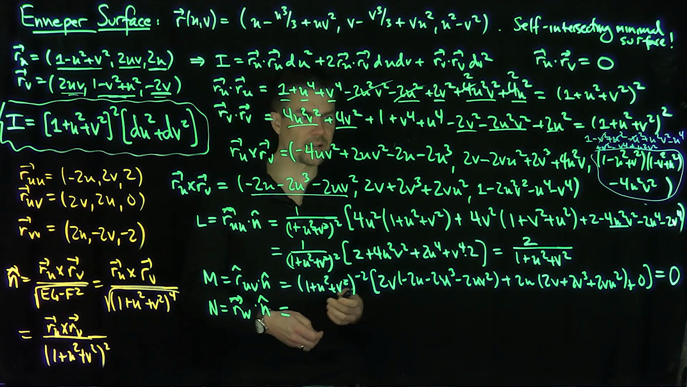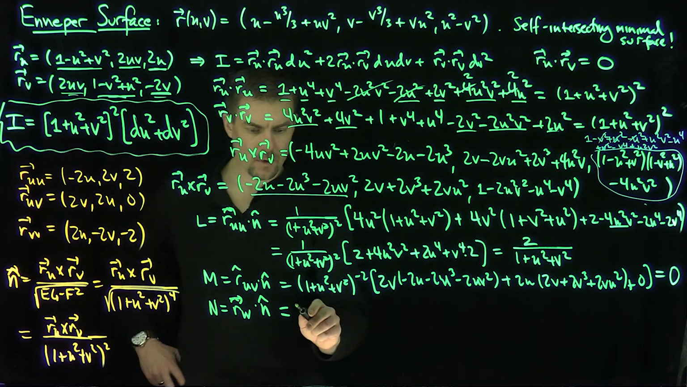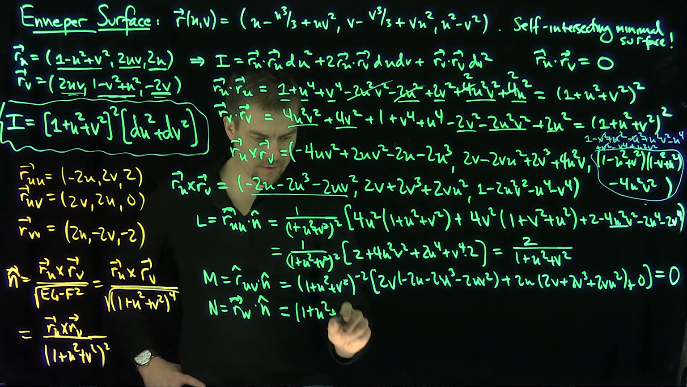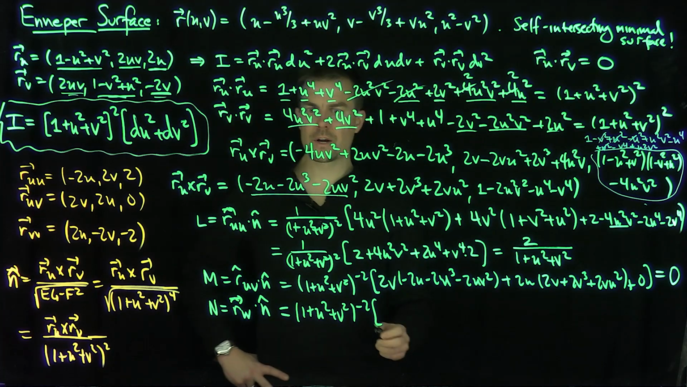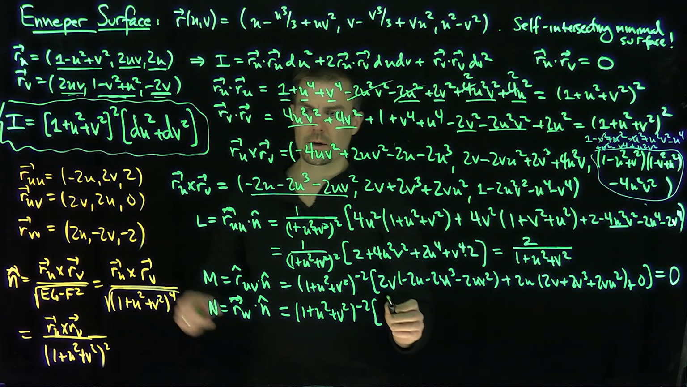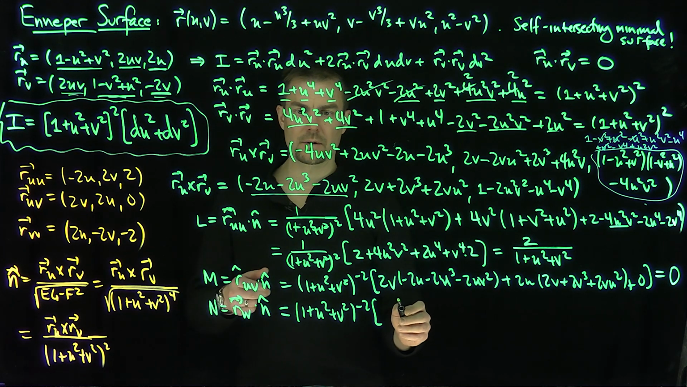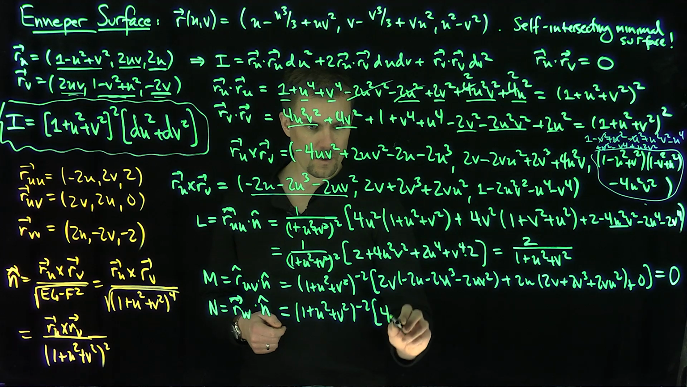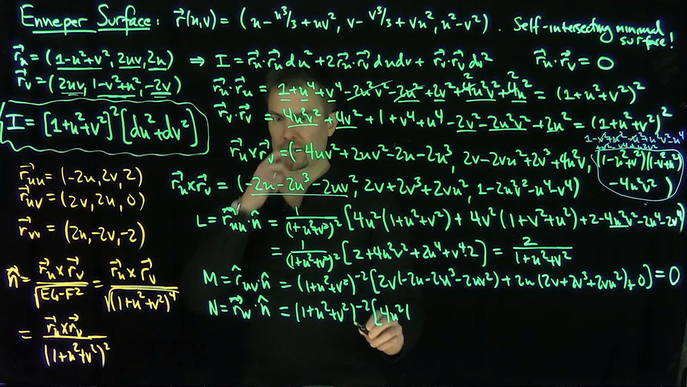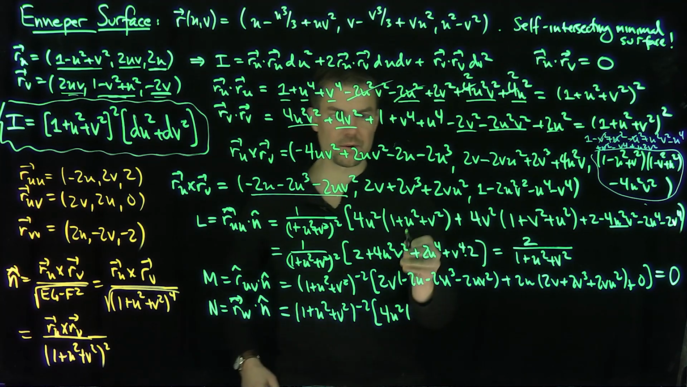And what's that going to give us? Same thing over here: 1 plus u squared plus v squared to the negative 2. And then we're going to have a 2u times this thing over here. If I multiply all that out, everything's going to have a factor of at least 4u, right? So I have a 4u squared, and then a negative of all these things over here.